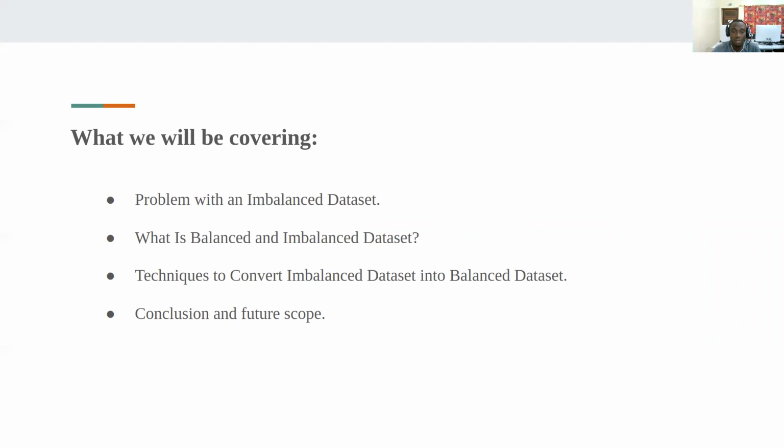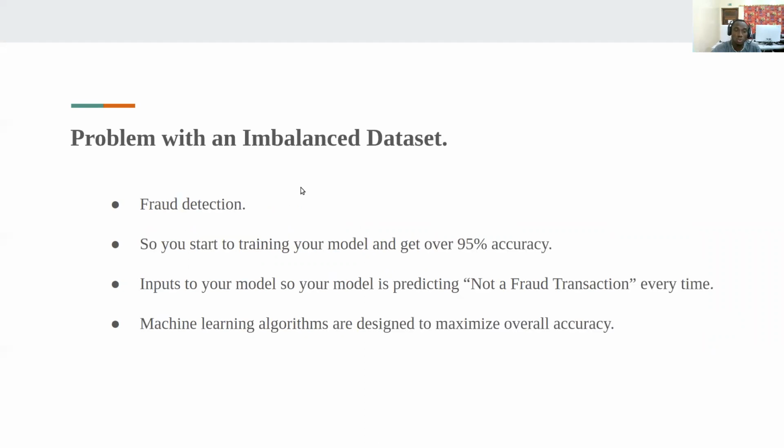what is a balanced and imbalanced data set, techniques to convert an imbalanced data set into a balanced data set, and a short conclusion. What are the problems with imbalanced data sets? Assuming that you're given a set of data for fraud detection and you train your model on the data, unfortunately, when you did it, you got 95% accuracy.